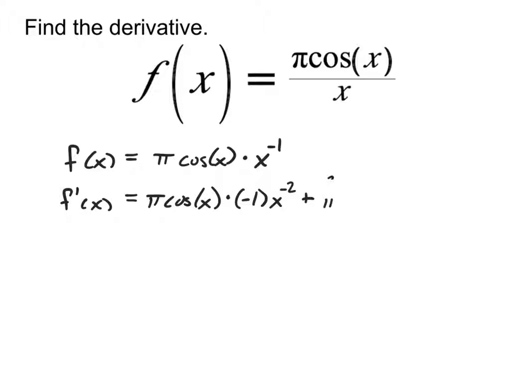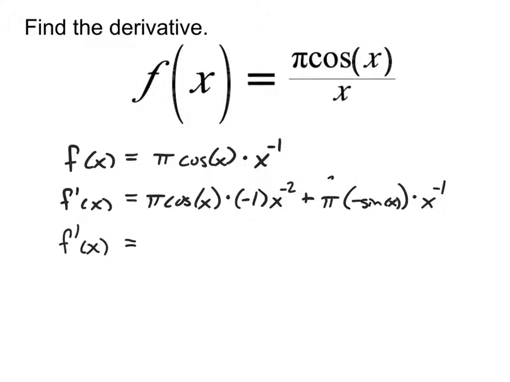So that's going to be pi times the negative sine of x times the x to the negative 1. Now that's using product rule correctly. Stay cognizant of that, and that's always going to be a big help. I would like to throw some of those in so that we're really thinking about what we're doing.